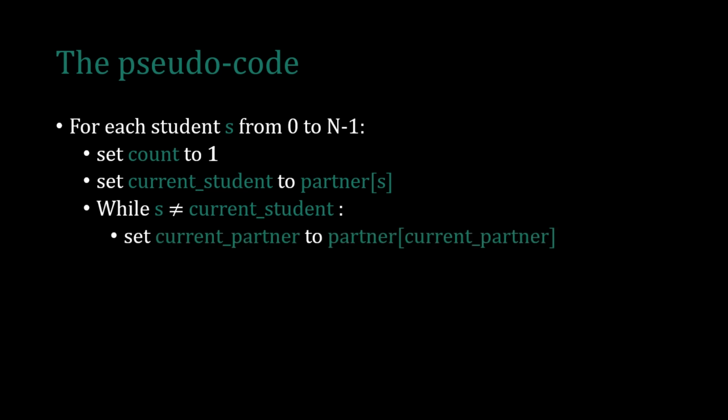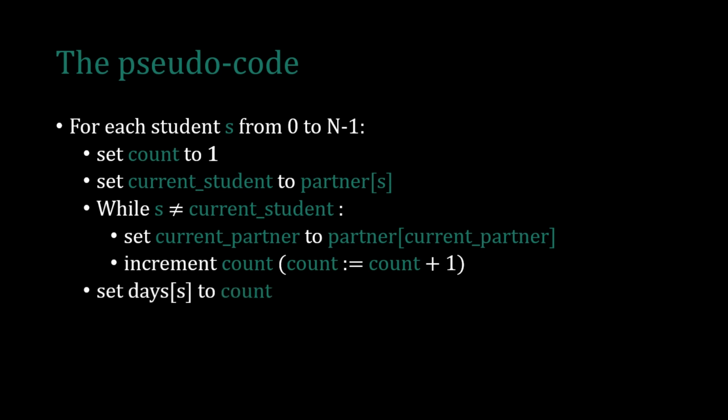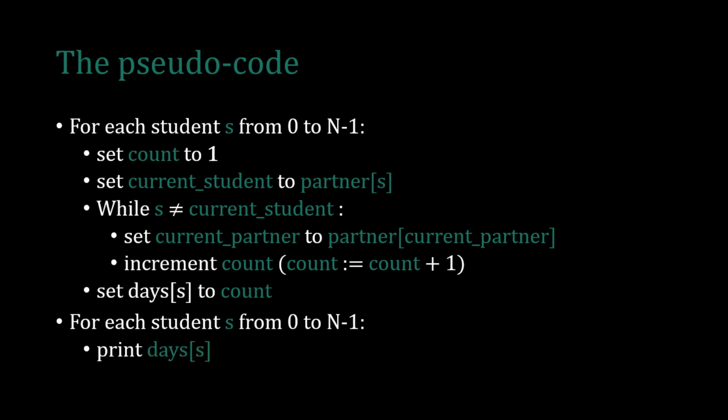So while it's not equal, then we change the value of current partner to his partner. Then we increment the number of days because the book has traveled. And at one moment, current partner will be equal to S, which is the initial student. So we're done. And we just have to take count, which is a variable we're interested in. This is the number of days. And for each student S from 0 to n-1, I'm doing another loop right now. We just print what we found.